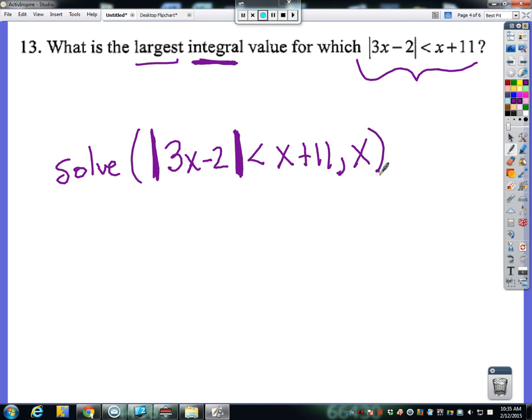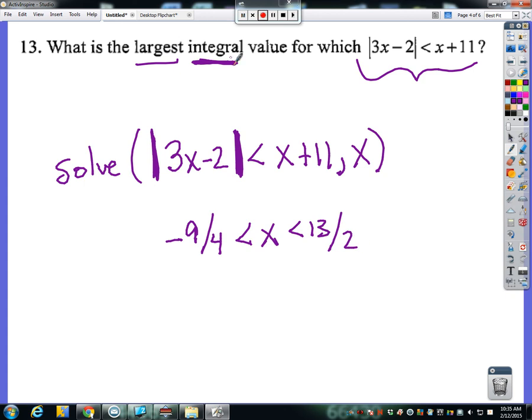All right, so let me get my calculator set up here. Solve the absolute value of 3x minus 2 in the parenthesis is less than x plus 11, comma x. And the calculator tells me negative 9/4 is less than x is less than 13/2.